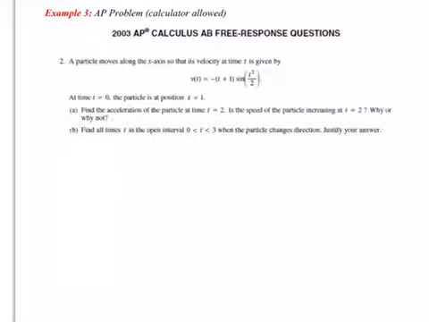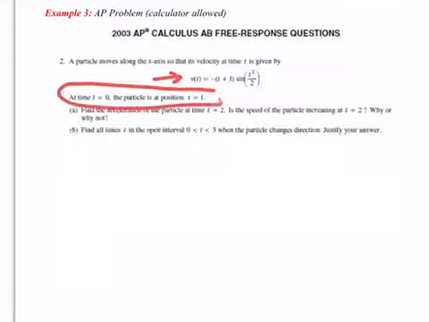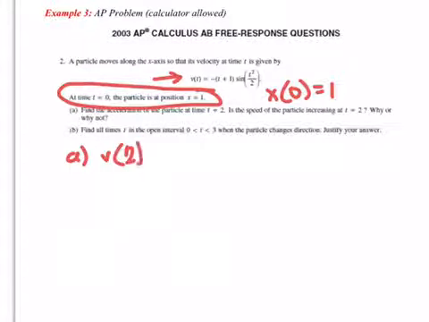Okay, so it's just something to be aware of, right? I plugged this in for my function. Here is my position at time t equals 0. So I'm going to say x of 0 equals 1. Find the acceleration of the particle at time t equals 2. Is the speed of the particle increasing at t equals 2? Why or why not? So let's find v of 2, and then let's find a of 2 using math 8. Compare them, we'll see if the speed is increasing.